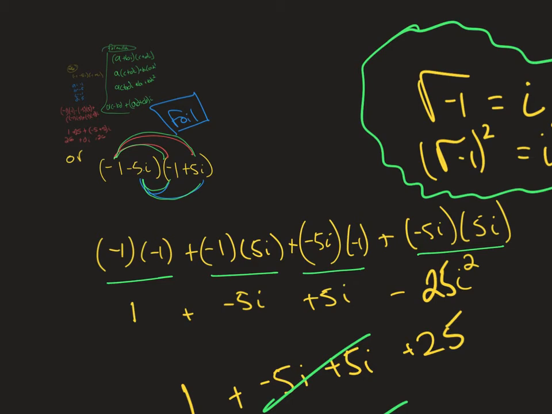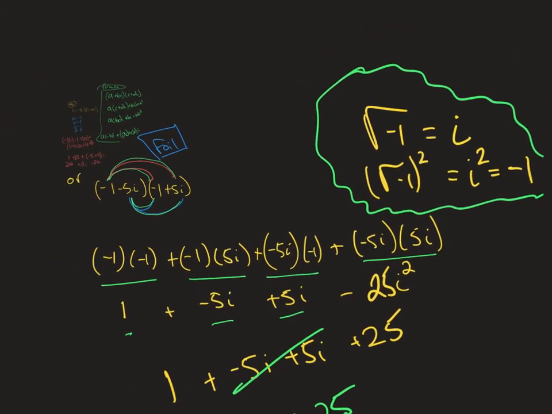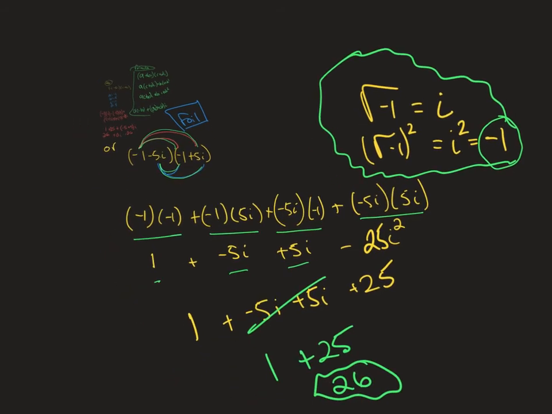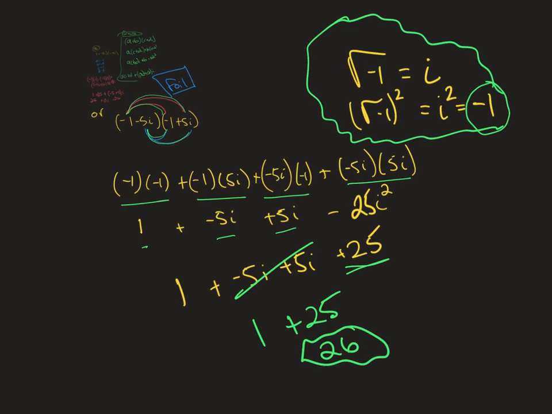So you'll just end up with four things, and then we are just simplifying. So -1 times -1 is 1. Then we have -5i plus 5i, and -25i squared, because we have i times i. And the big thing to remember with i squared is that it's -1. So that's the big thing with that. So the -25i squared became a positive 25 here. And the -5i and the 5i cancel each other out. And so you're left with just 1 plus 25, which is equal to 26.